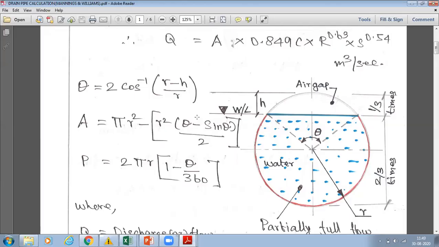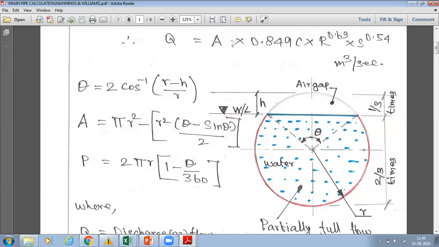Another formula is with theta directly in degree. That formula you should not use because it will not work in the Excel sheet. So that's why I gave this formula. I also use this formula only for arriving at the flow rate. So for this, you have to use pi r square minus r square into (theta minus sin theta) divided by 2. This formula only you have to use.